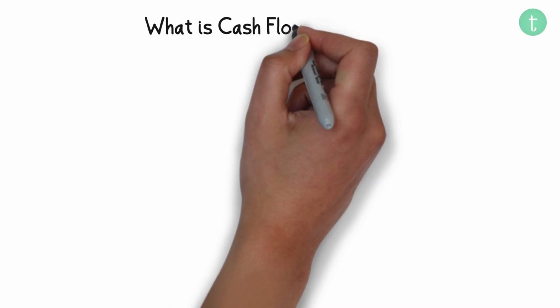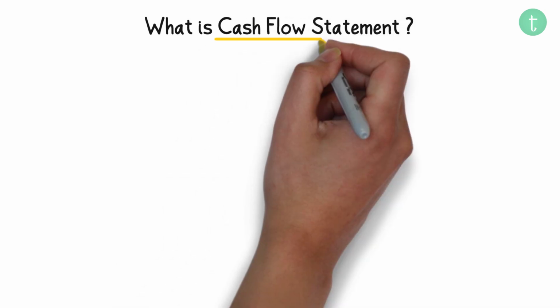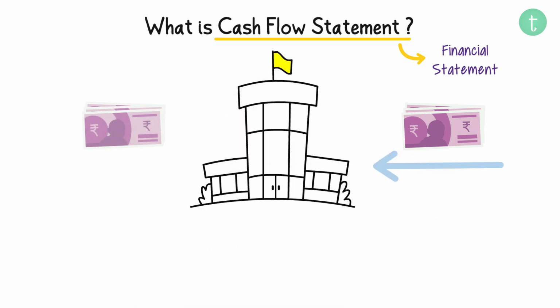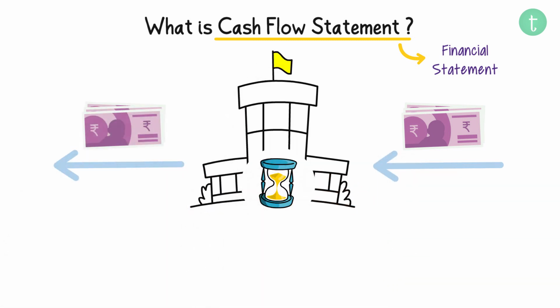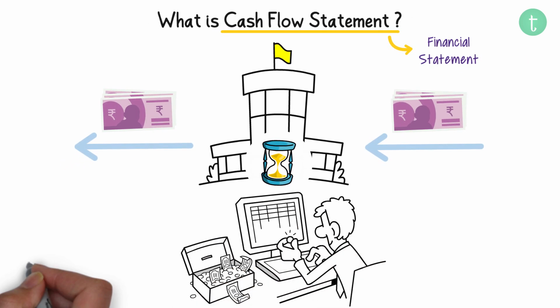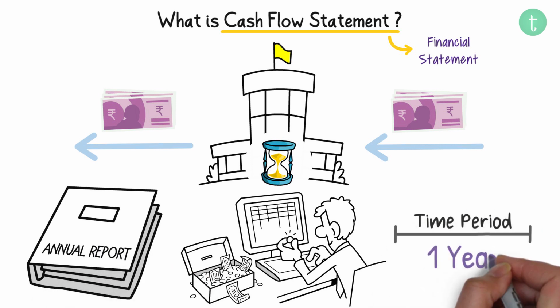Now let's learn about cash flow statements. A cash flow statement is a financial statement that tells how much cash came in and how much cash went out of a company during a specific period. It also shows the change in the company's total cash during that period. Generally, we analyze the cash flow statement in the annual report, where the time period is 1 year.